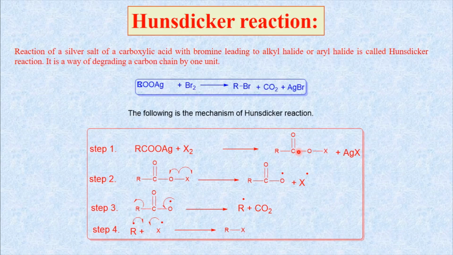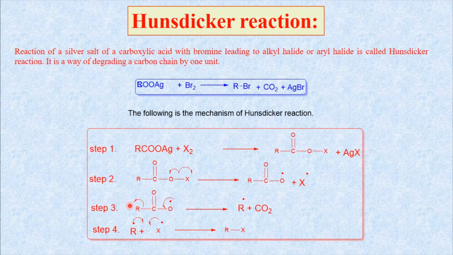Then in the next step, a radical reaction takes place. The breaking of this O-X bond generates an X radical and an O radical. This sigma bond breaks homolytically: one electron shifts to the oxygen and one electron shifts to the halogen, and you get the X radical and the O radical.